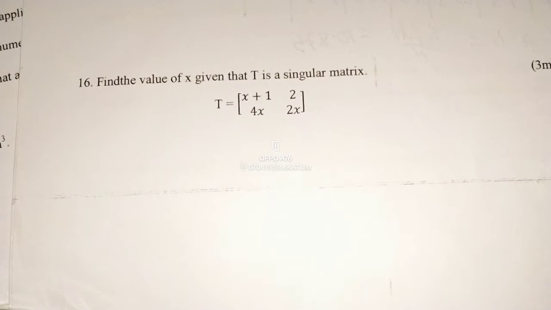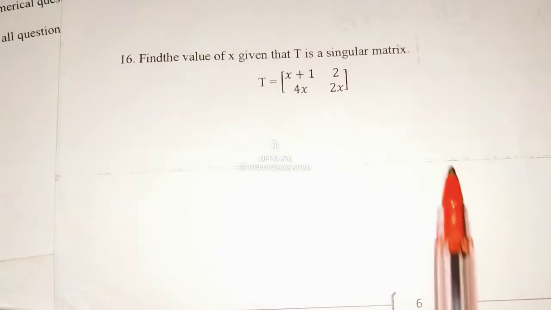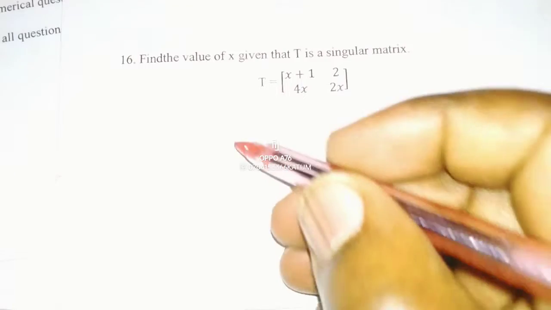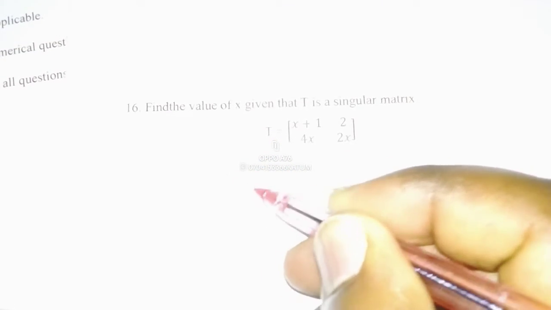So what we should note is that a singular matrix is a matrix which doesn't have an inverse. And if a matrix does not have an inverse, then it means its determinant is 0. Therefore, we should know that for singular matrices, the determinant is always equal to 0.